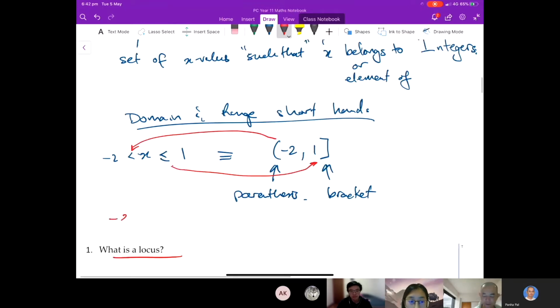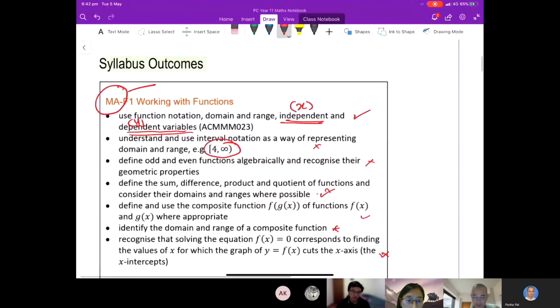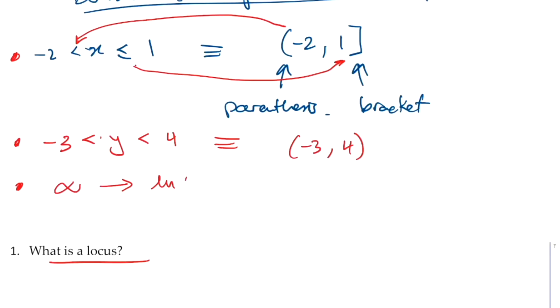Or if I want to say minus 3 is less than y is less than 4, what would that be equivalent to? Parentheses, -3, comma, 4, and then closing parentheses. Is that clear? So they can have notations like that. That will cover this idea here. What's that symbol? Infinity.